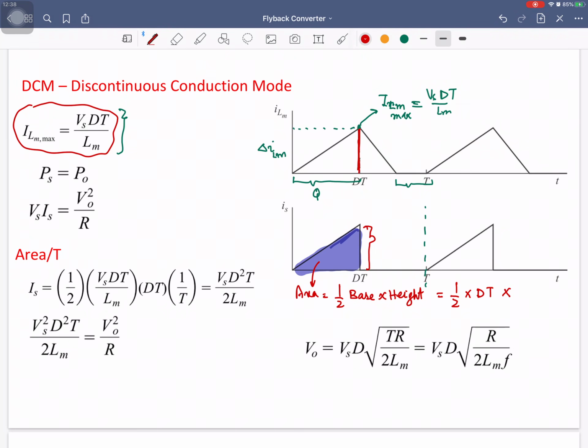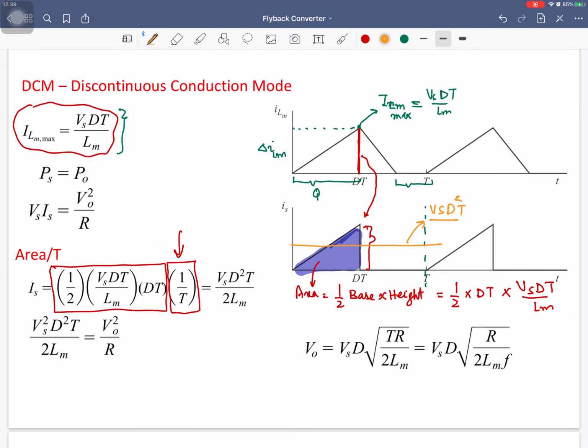This is the maximum value, right? So that is Vs into d into t divided by Lm. So this is the area that you can see over here, half base into height, and dividing it by t, 1 by t, to take the average value over the cycle. So the average supply current over the cycle will be equal to Vs d square into t by 2Lm. That is the average supply current.